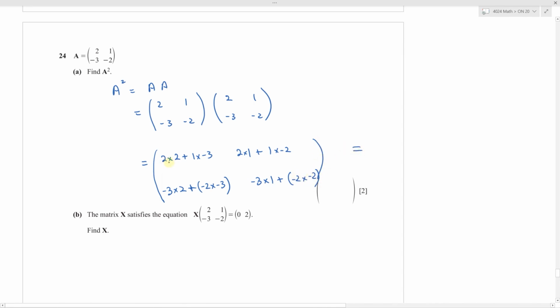So 2 2s are 4. 4 minus 3 is 1. 2 1s are 2. Minus 2 is 0. Minus 6 plus 6, which is again 0. Minus 3 plus 4. So this minus and minus become plus 4, and then minus 3 is 1. So your answer here is 1, 0, 0, 1, which is actually the identity matrix.